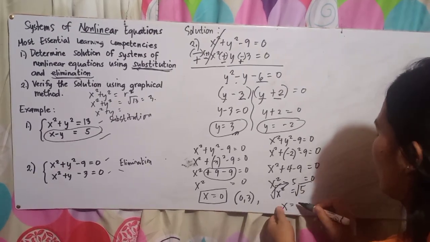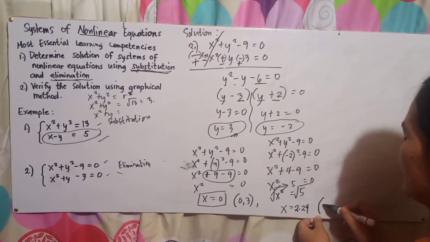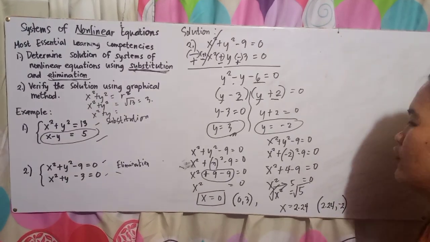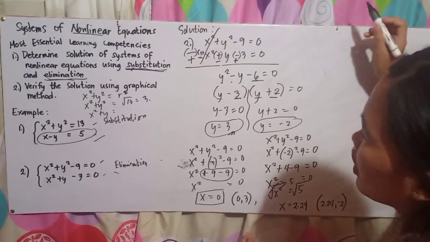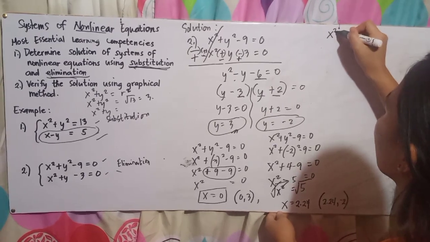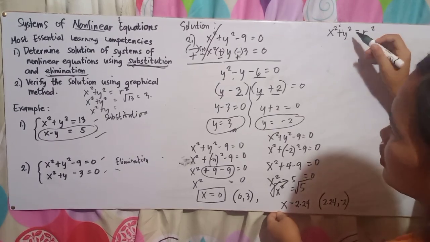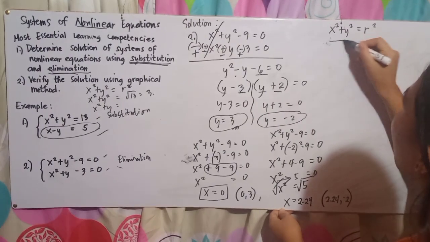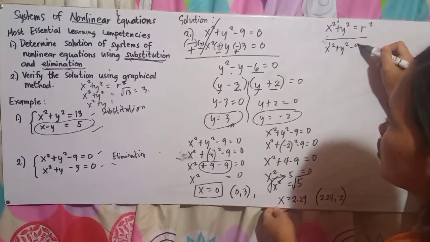Square root of 5 is 2.24. So, ang ordered pair ani is 2.24 and negative 2. So, pag i-graph, since ang circle man ang first na equation, so ang equation sa circle equals r squared man. So, ang given is x squared plus y squared minus 9 equals 0.